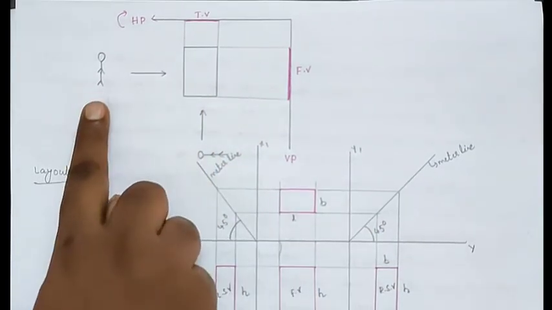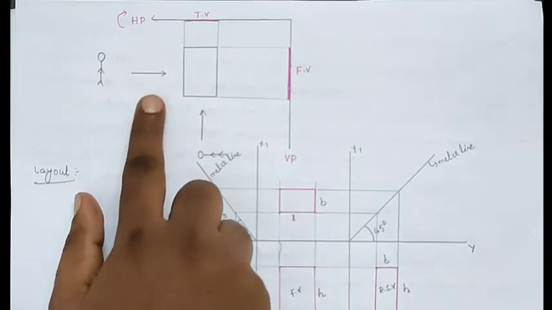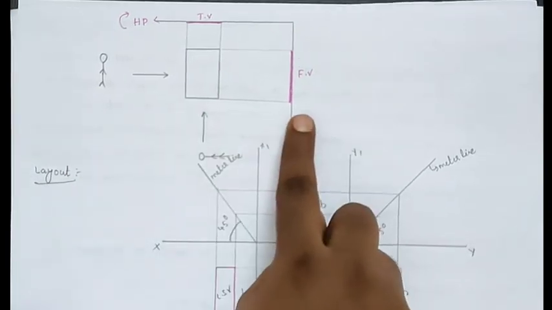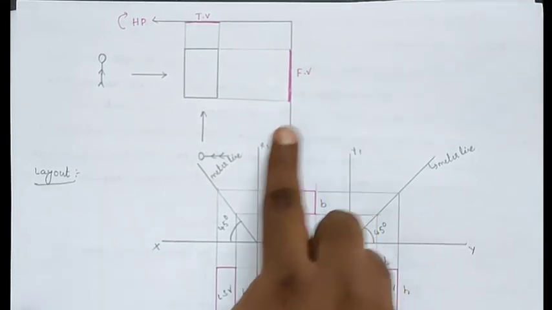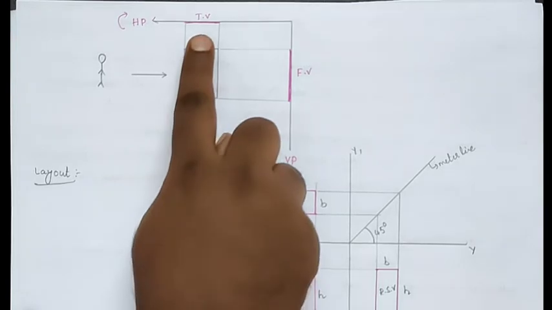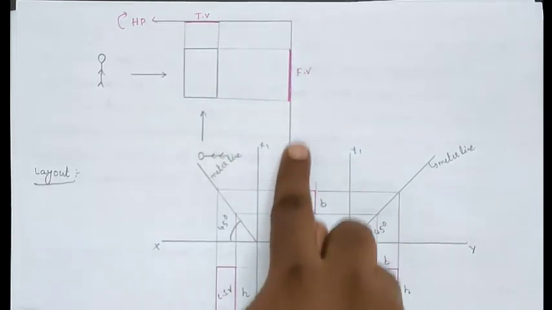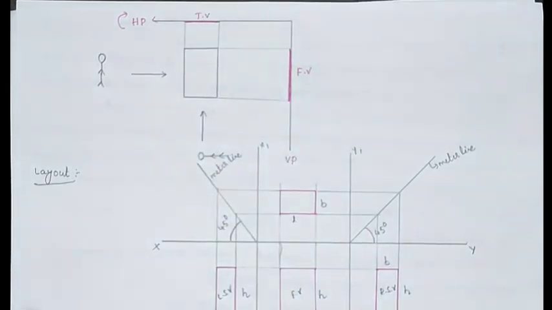Here we have an observer seeing the object from the front, so on the vertical plane we will obtain the front view. An observer seeing the object from the downward direction will obtain the top view on the horizontal plane. So this is the layout, and this is the construction of the third angle projection.